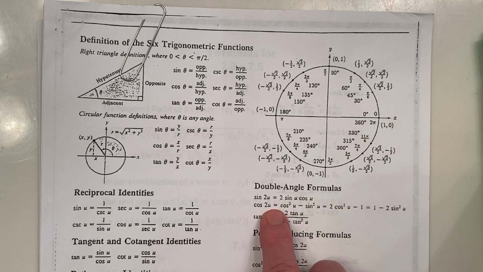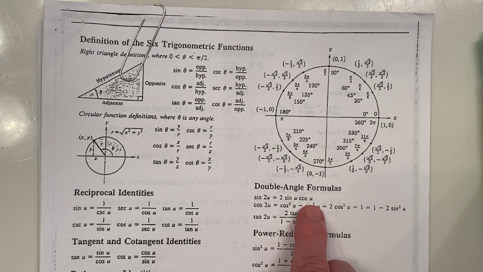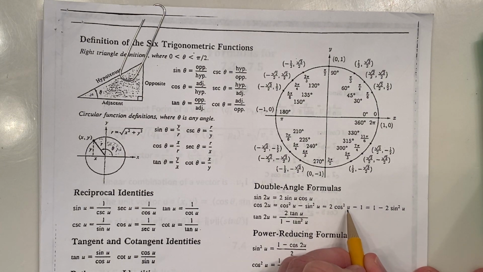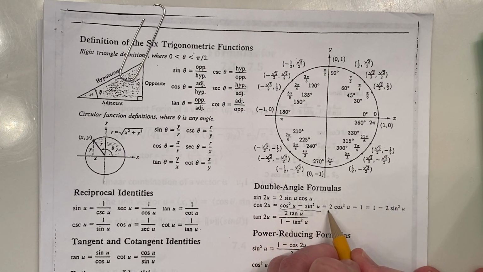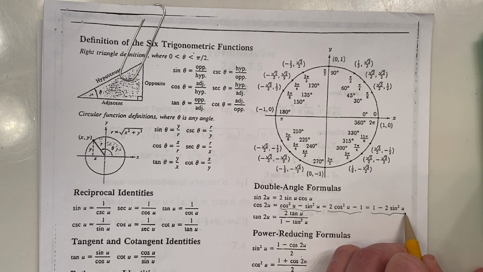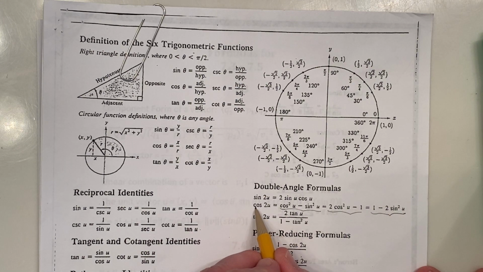Cosine of 2 times angle U is equal to cosine squared of angle U minus sine squared of angle U. Or also it's equal to 2 cosine squared of angle U minus 1. Or it's even equal to 1 minus 2 sine squared of angle U. So you've got 3 formulas here that all are equivalent to cosine of 2u.